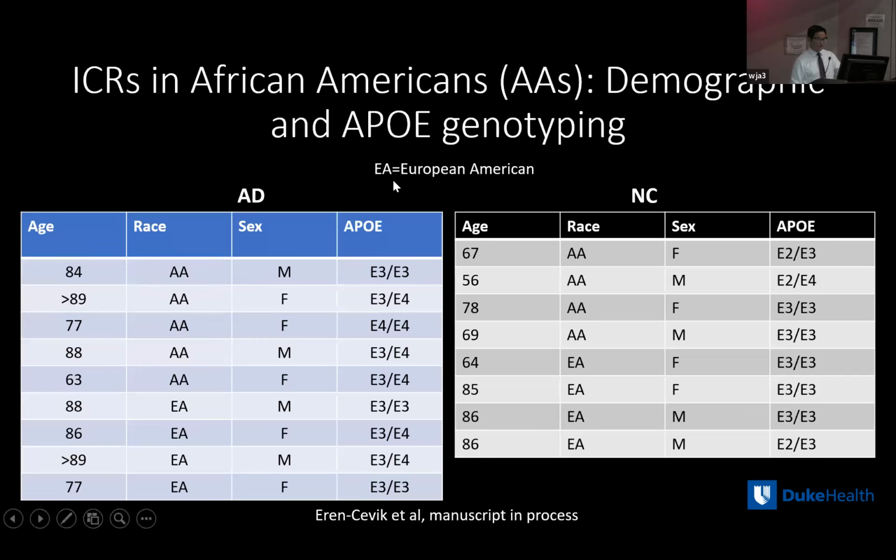Now, the demographics and ApoE genotyping of our study, which is about to be submitted, shows here in the AD population, the age is a little older, with a median age of about 84. As you can see, there are 5 African Americans and 4 who are European American, and the sex difference is quite equal throughout. And there's an overrepresentation of ApoE4, as you can see here. In the normal cognition group, the median age is a little younger, about 10 years younger compared to the AD, so 74 years is here. And you can see a split between the African American and European American races here, with an equal sex distribution here, and less ApoE4 as expected.